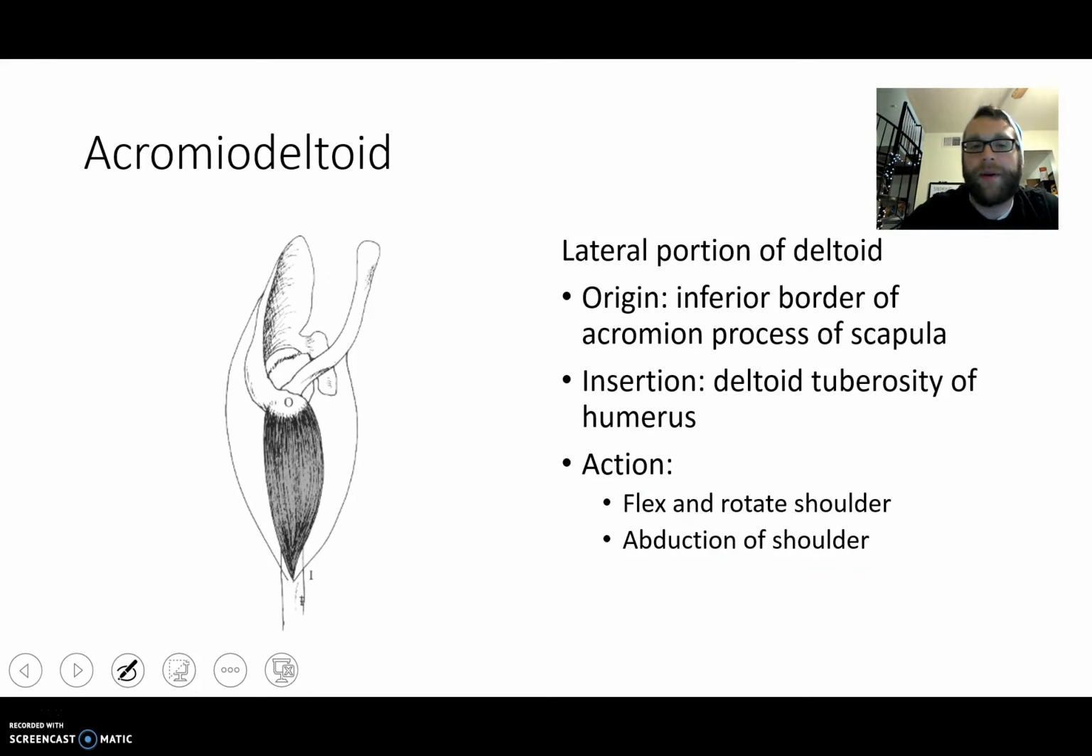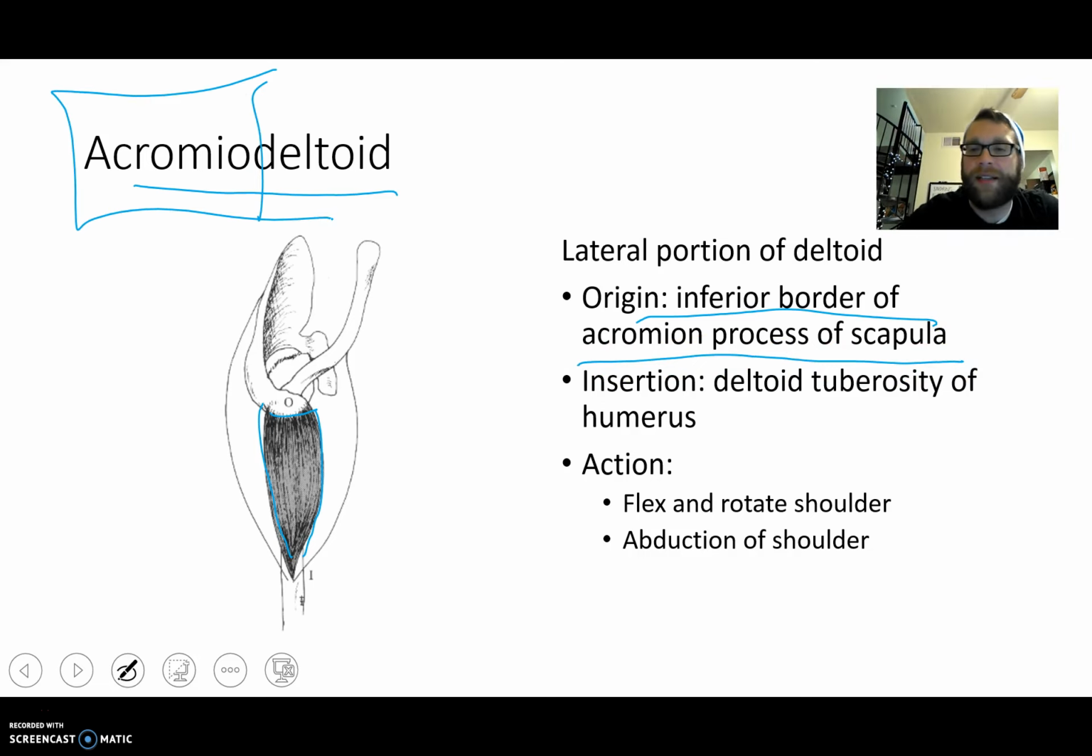The middle part, we call it the acromiodeltoid, or you can call it the medial deltoid. Both of those names are acceptable. The medial deltoid is the center part of your three portions of the deltoid muscle. It originates on the inferior border of the acromion process of the scapula. So again, acromiodeltoid deals with the acromion process. Insertion, deltoid tuberosity of the humerus. Deltoid tuberosity is where most of your deltoid muscles are going to attach.